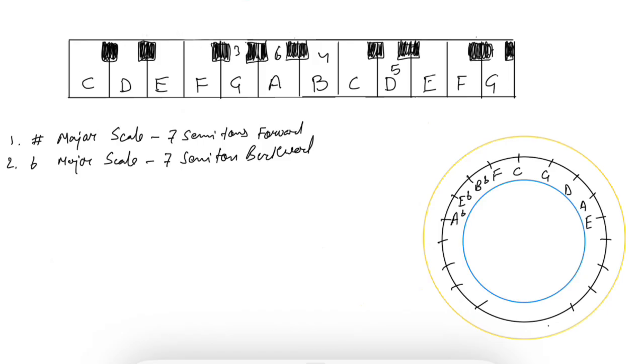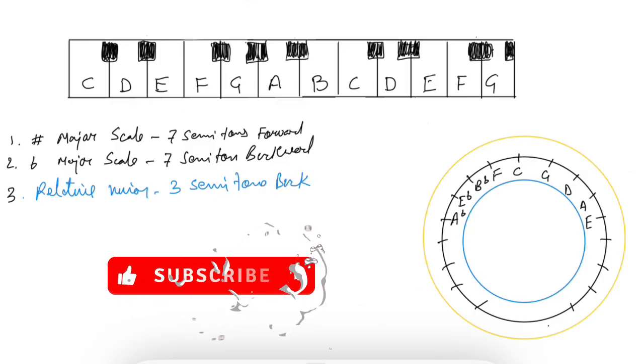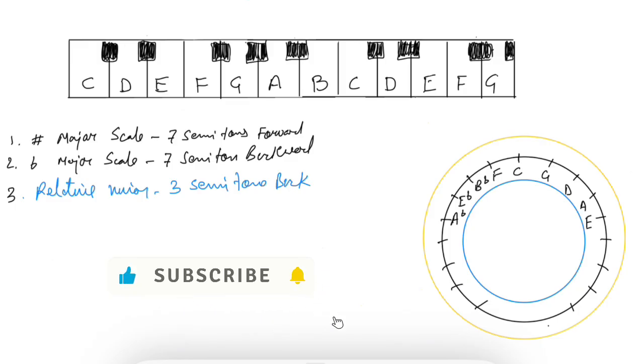Next point would be your relative minors. Now for relative minors, we have to move only 3 semitones back. Okay, it doesn't matter whether it's a sharp major scale or flat major scale. I'll show you how. If you go from C, you have to go 1, 2, 3. You get your A relative minor.